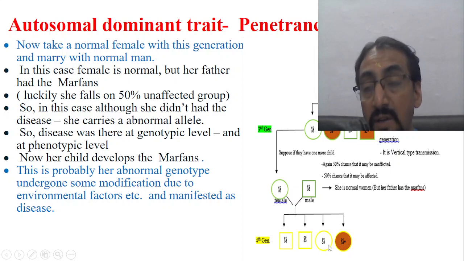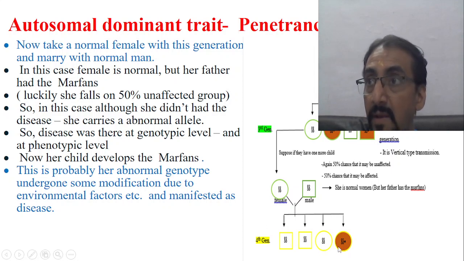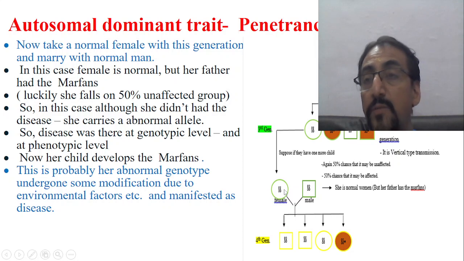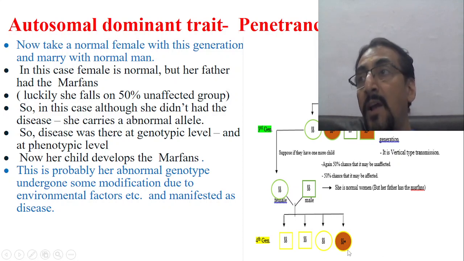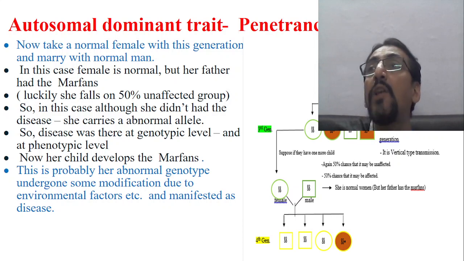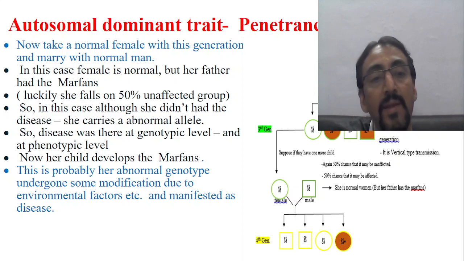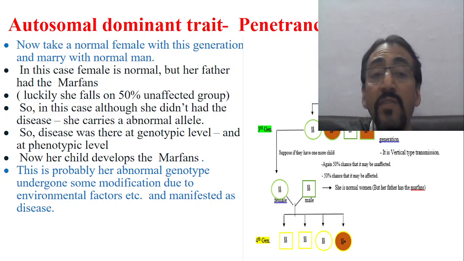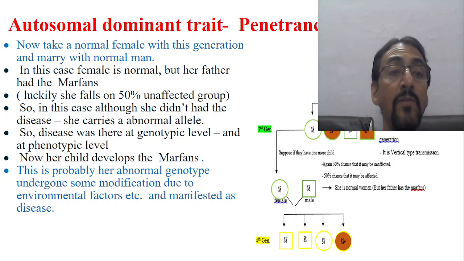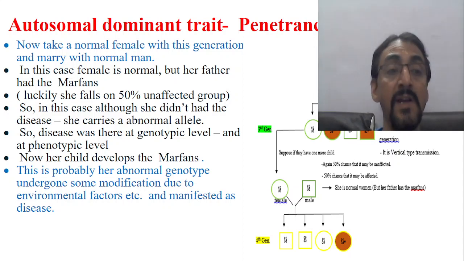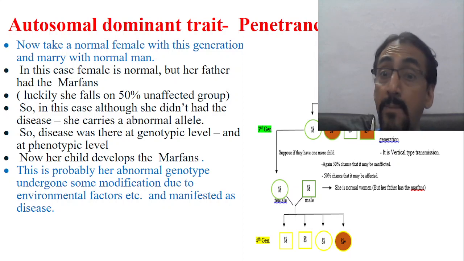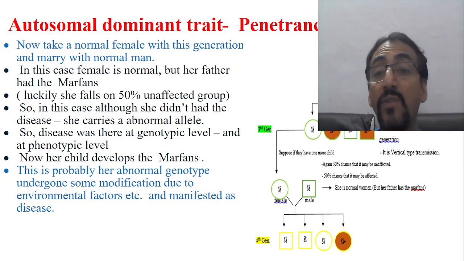But when she comes to the next generation, the low penetrance which was present in the female has now become more penetrance, and when it becomes more penetrance, actual disease developed. I hope you understand this. So now her child develops Marfan's. So probably her abnormal genotype has undergone some modification.